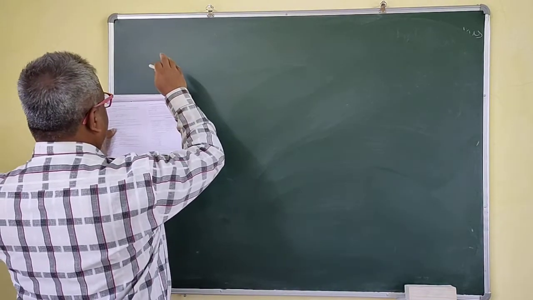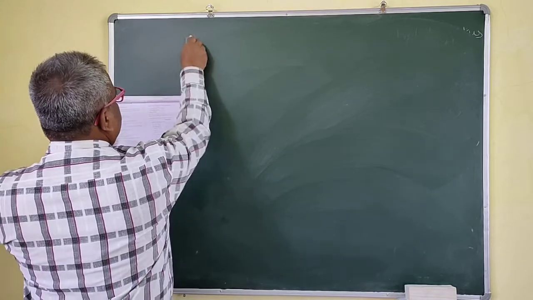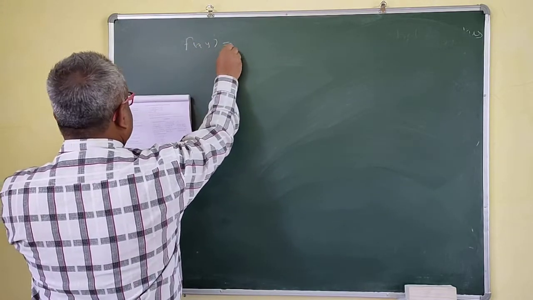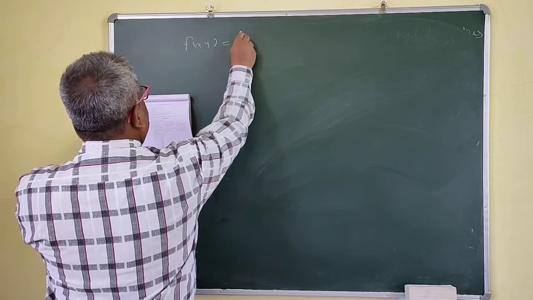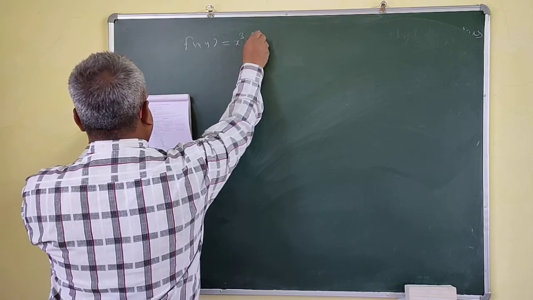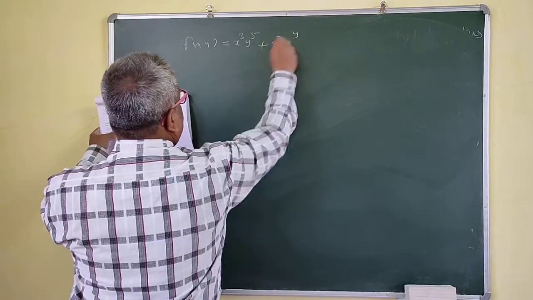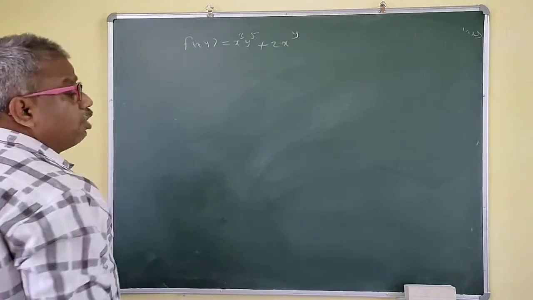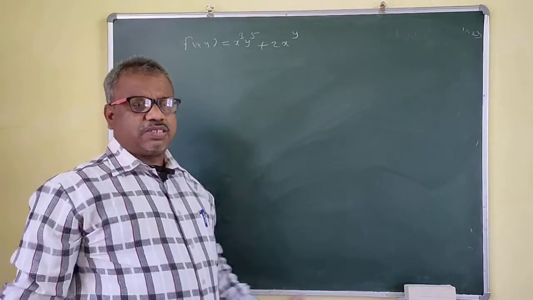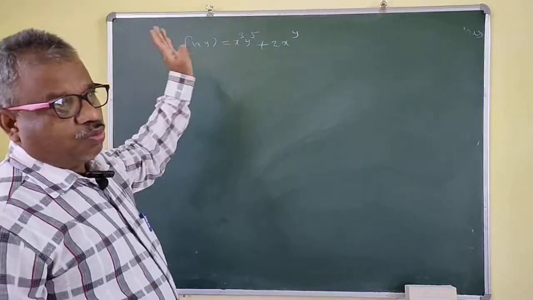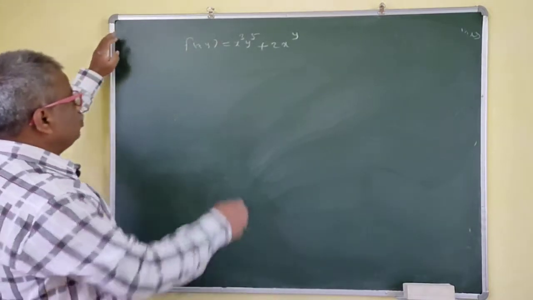Find all second order partial derivatives. f(x, y) is equal to x cube y raised to 5 plus 2 x to the power y. What do we have to do? We have to find all second order partial derivatives. That means we have to find 4 second order partial derivatives. So, solution.